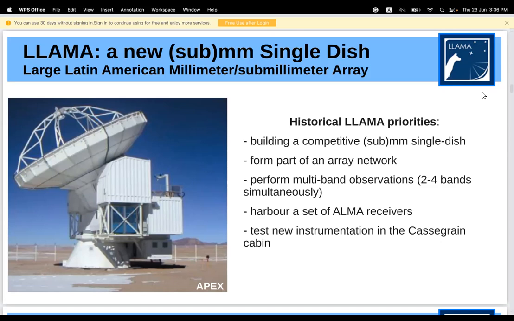But the project has suffered a lot of delays, and now we are aiming to use LLAMA as a competitive sub-millimeter single dish, but also for VLBI observations. We are also aiming for multi-band observations, so we will try to get some dichroics, at least one, but it's supposed to be two dichroics for 4 bands of simultaneous observations.